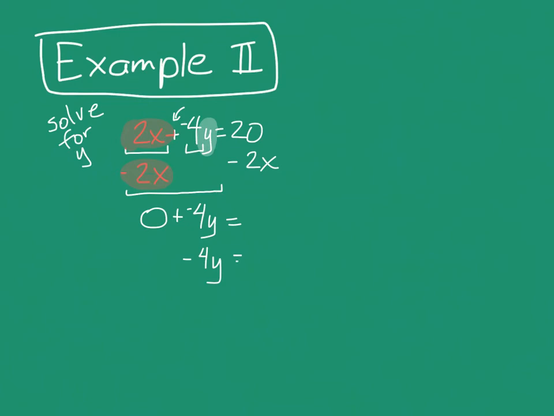Now on the right side, don't be tempted. You cannot combine these two things. They are very different, because one's got an x. So don't say things like 18x. Leave it as 20 plus negative 2x.